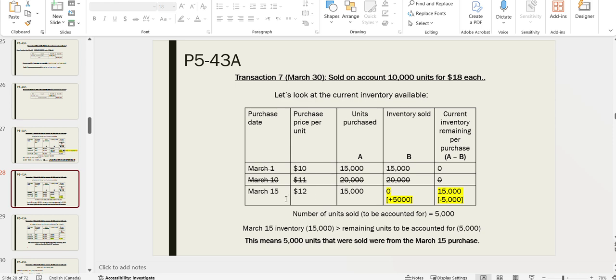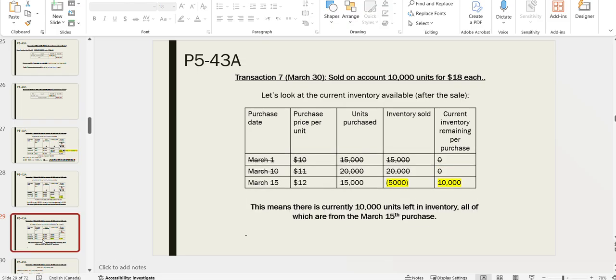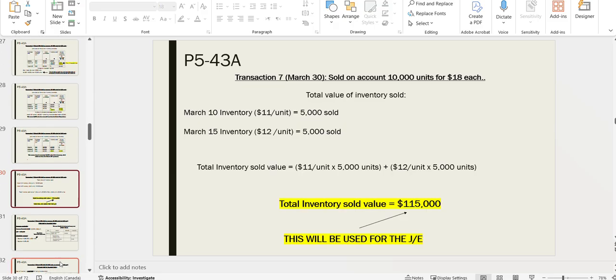And you can see the ending results here. So the total amount of cost of goods sold is 11 multiplied by 5,000 units plus 12 multiplied by 5,000 units of your purchase on March 15th. So your total cost of goods sold is $115,000 for your sale on March 30th.